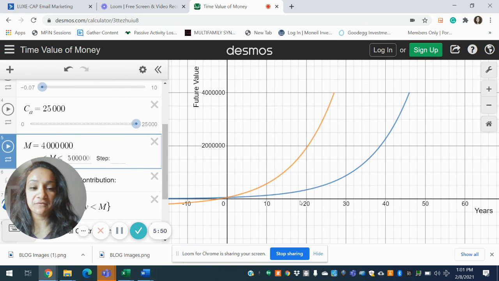Now, if you didn't put that $25,000 a year, you'd be on this blue line, and it would take 45, 46 years to reach a net worth of $4 million. So there we go. I hope that that helps you think about how to plan for your retirement or for your next big purchase, or just think about how to grow generational wealth in general.